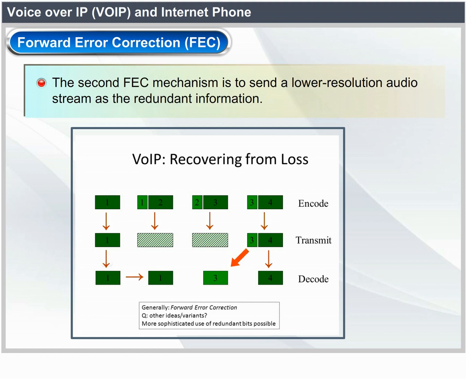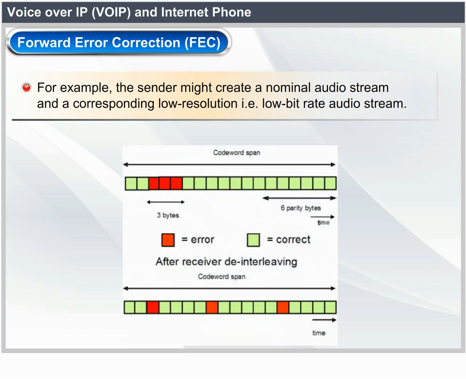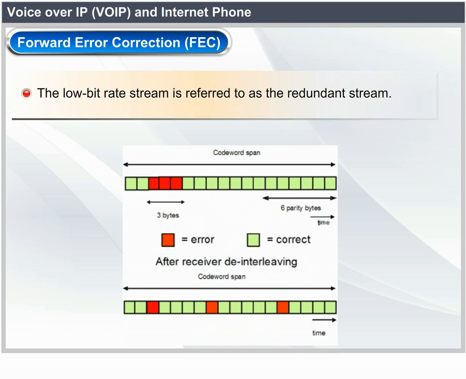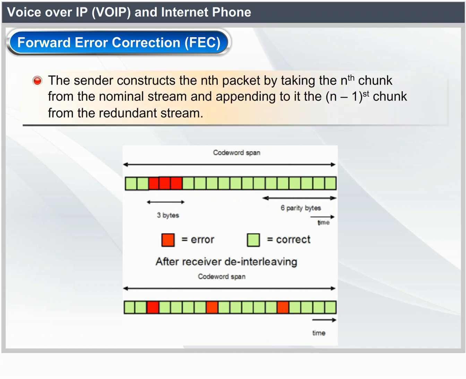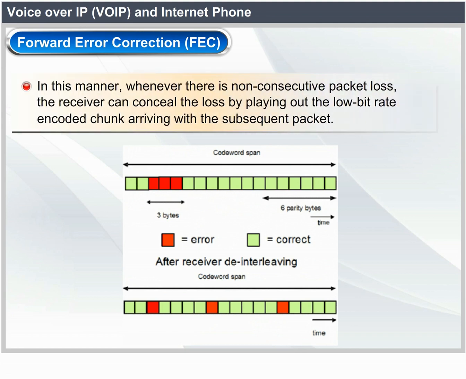For example, the sender might create a nominal audio stream and a corresponding low-resolution, low-bitrate audio stream. The low-bitrate stream is referred to as the redundant stream. The sender constructs the nth packet by taking the nth chunk from the nominal stream and appending to it the (n-1)st chunk from the redundant stream. In this manner, whenever there is non-consecutive packet loss, the receiver can conceal the loss by playing out the low-bitrate encoded chunk that arrives with the subsequent packet.